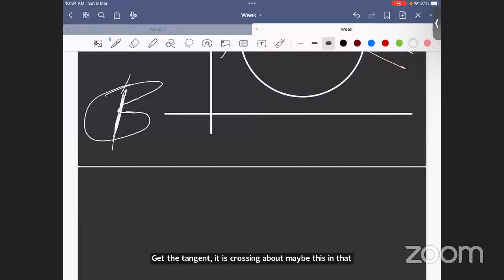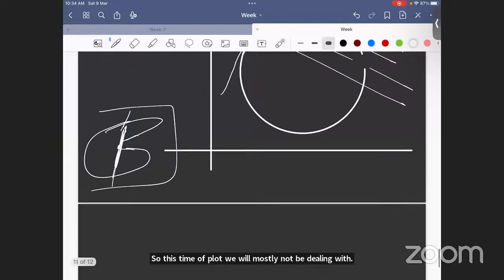So this type of plot we will mostly not be dealing with. We're just dealing with the simple plot, and that's the most important point about the tangent, that it should be touching only one point for a function itself. It will not be touching any other point. If it's touching, that's not a tangent itself. It's an intersection, a different thing. For the tangent, just touching a single point of a particular function, only then can you call it a tangent, because a tangent tells you about the direction at some particular point. If it's crossing some particular point itself, then it's not a tangent.